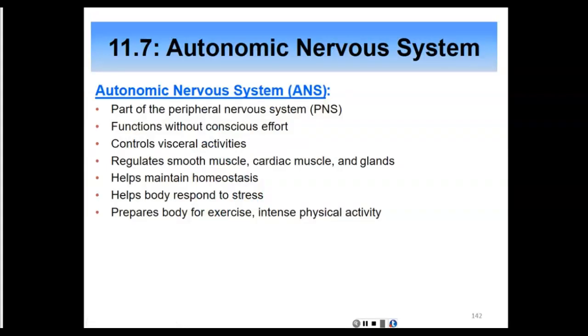Now, the autonomic nervous system, or ANS, is part of the peripheral nervous system, and it's automatic, so there's no conscious effort here. This is organ controls, smooth muscle, cardiac muscle. This is for homeostasis. It also responds to stress, and it prepares the body for exercise or any intense physical activity.